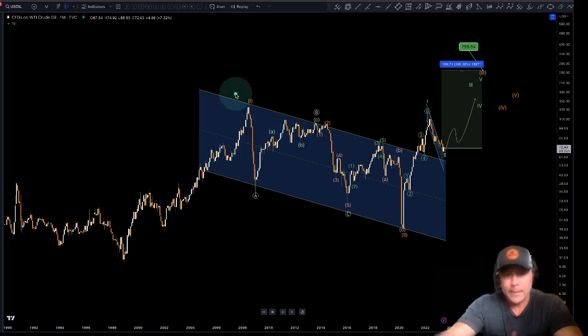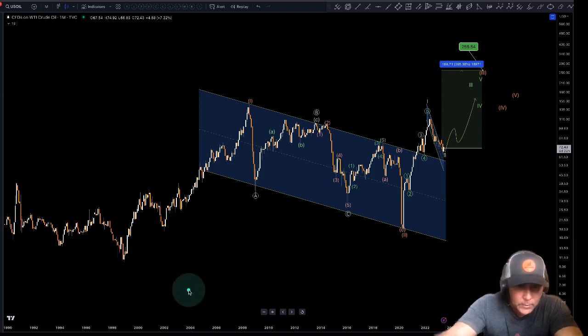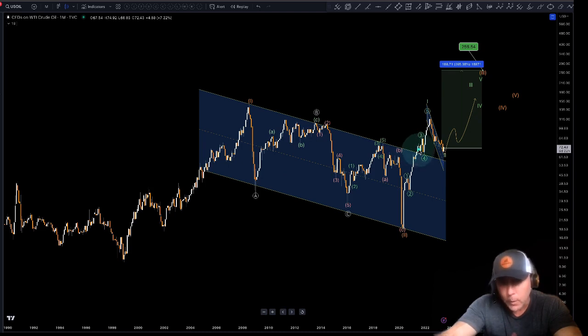So we've been in this massive flag dating back to 04. So almost when we had the breakout back in 2021. So what, 17, 18 years? But here's what I want to call out. This goes to my point. We had a breakout for oil. Now we're coming back down to do a retest, okay?